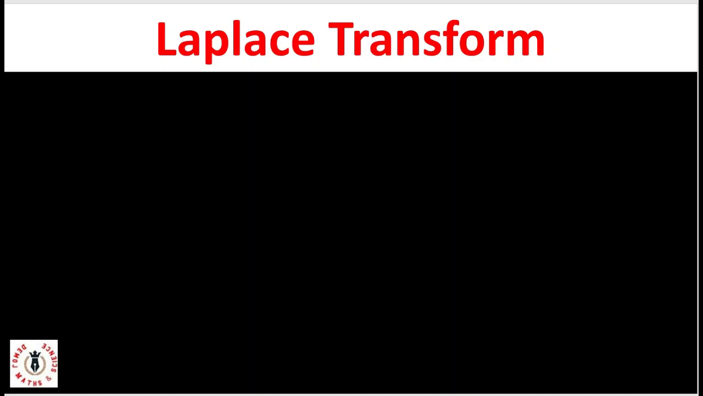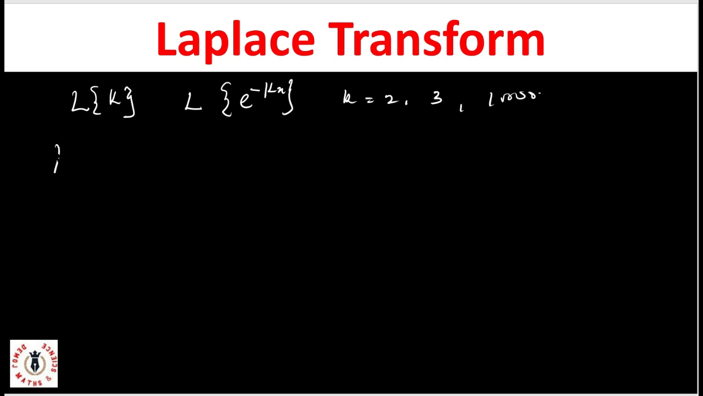In our last lesson, we saw how to find the Laplace transform of a constant. But in this lesson, we'll be seeing how to find the Laplace transform of the exponential of minus kx, where k can be any number. k can be equal to 2, 3, k can be 1000. Now, let's get ahead with it. We'll be looking for the Laplace transform of e raised to power minus kx.